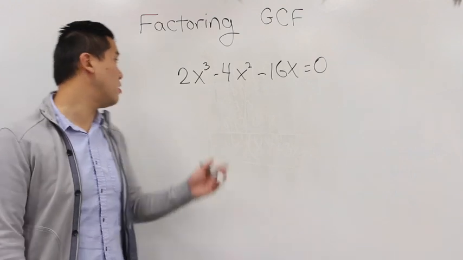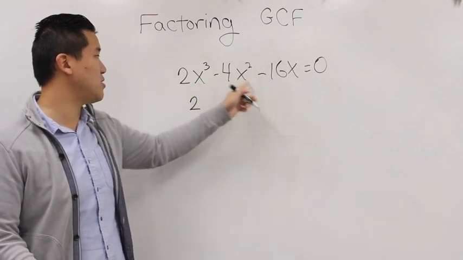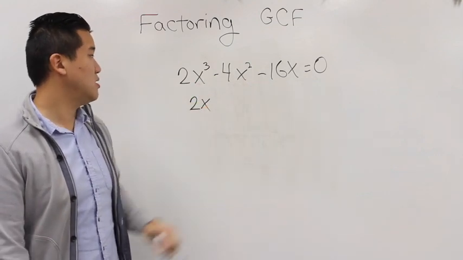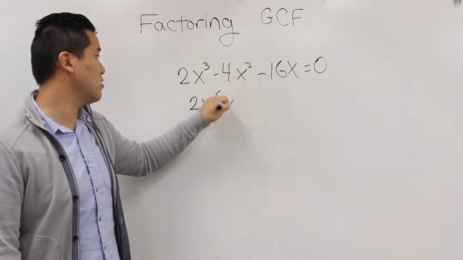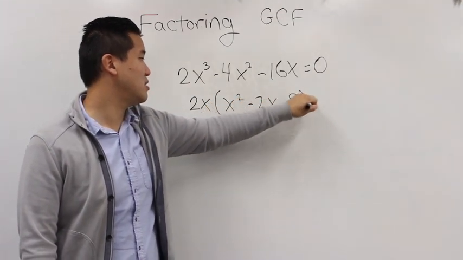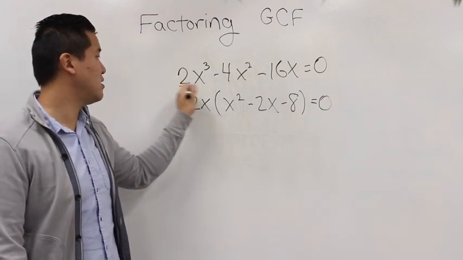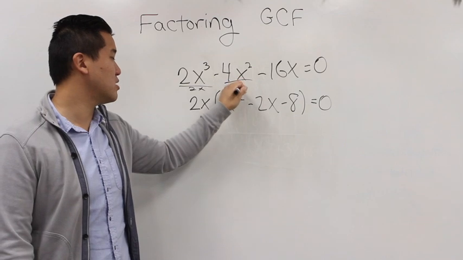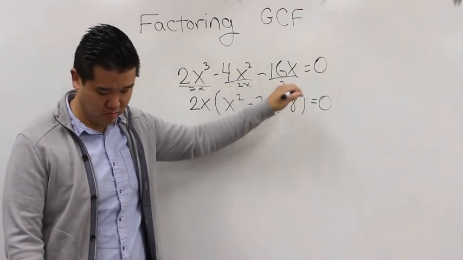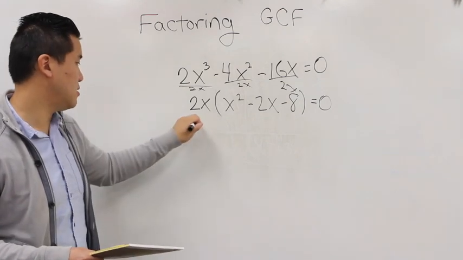All right, let's try this out. 2, 4, and 16. 2 is my GCF. X cubed, x squared, x1. X is my GCF there. What's left over? X squared minus 2x minus 8. We get that. So the first step was to divide everything by 2x. Okay, now we can factor this guy.